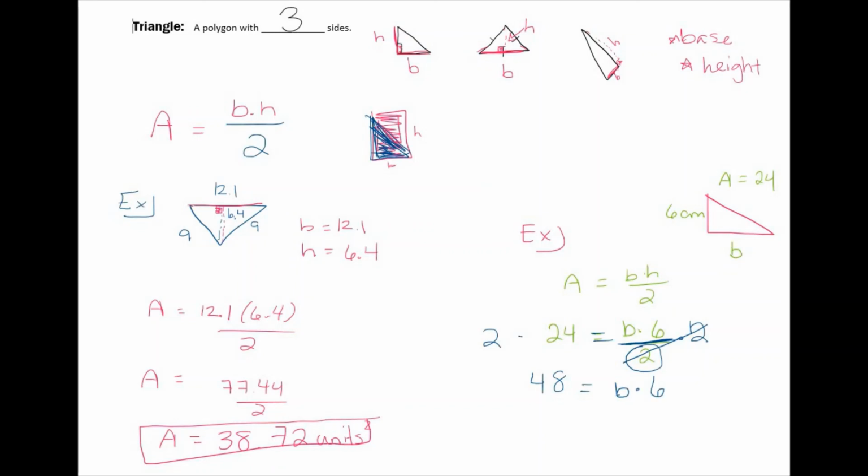Right? Now I have a multiplication. The opposite of multiplication will be to divide. 6 divided by 6 is 1, so I have 1b is equal to 48 divided by 6, which is 8. And here I do have units, 8 centimeters.